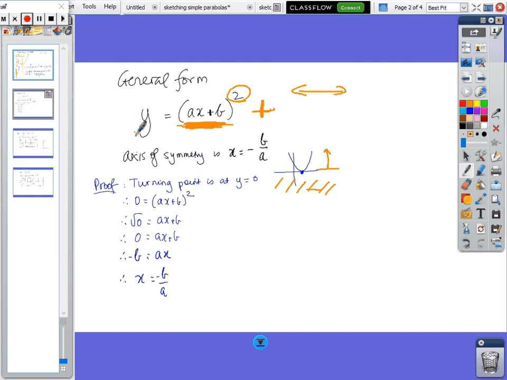So if it's of this form, then the axis of symmetry, this new value where the curve is symmetrical, is always equal to minus b on a. And here's the proof of why that's the case.